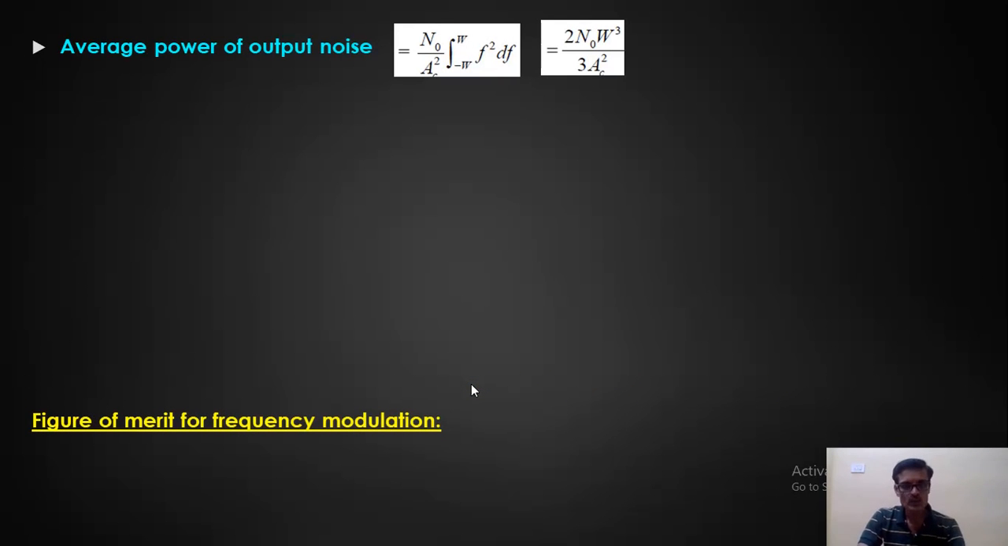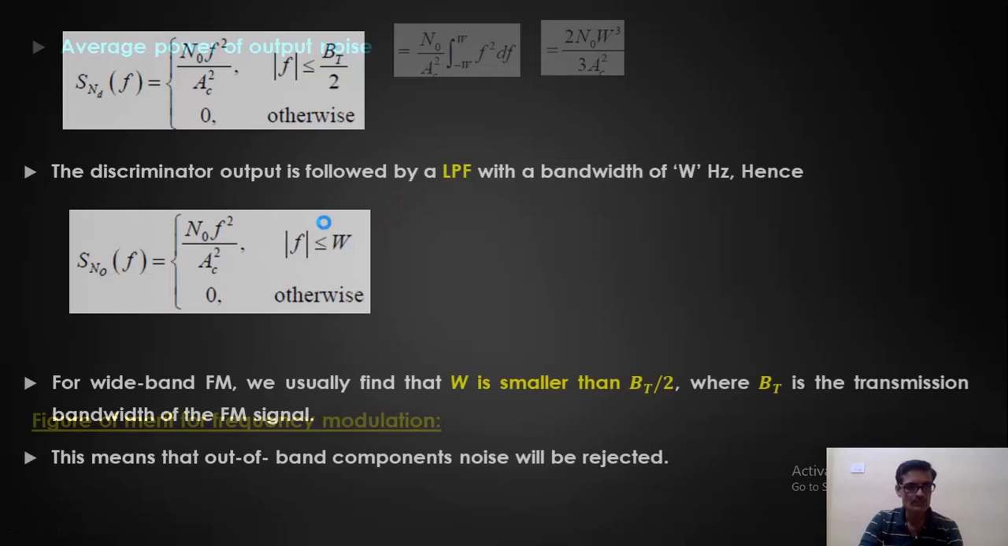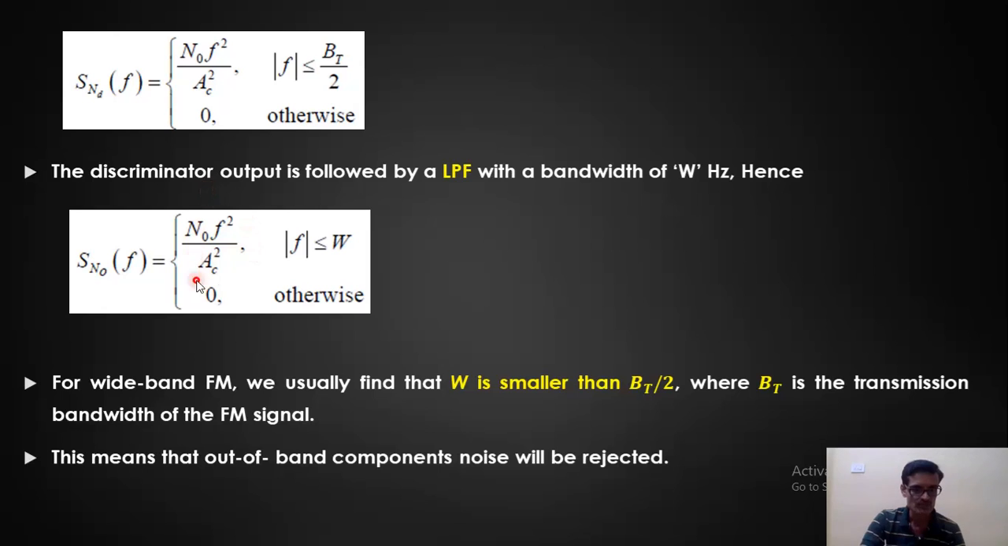We have to calculate what the average output power is. I know the PSD of the noise, which we derived and which is given by this formula: N0 f squared by AC squared. What is the output power then? The power of the noise is the area under the curve of SNO of f, the output of the filter.